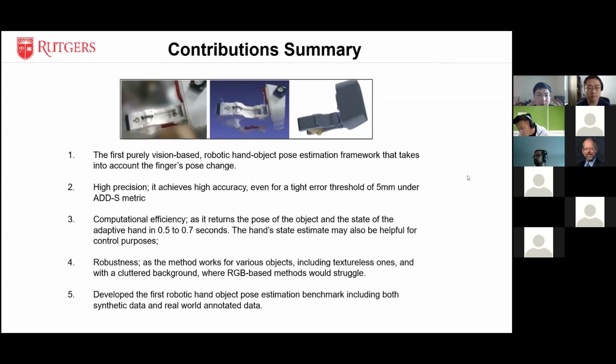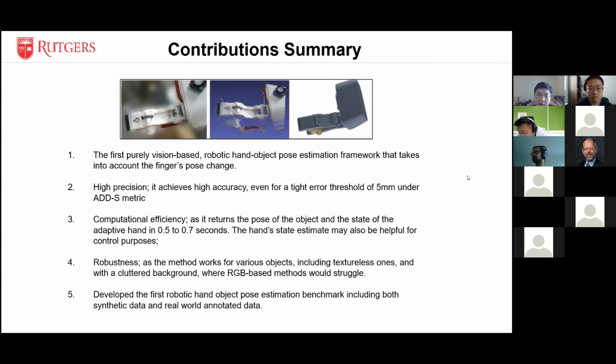The contribution is summarized as follows. This is the first purely vision-based robotic hand object pose estimation framework that takes into account the fingers' pose change. In previous work, there are some approaches which assume that the object's pose doesn't change after grasping, and they will just use the pose when it was grasped. But this is not necessarily true, especially for in-hand dexterous manipulation.